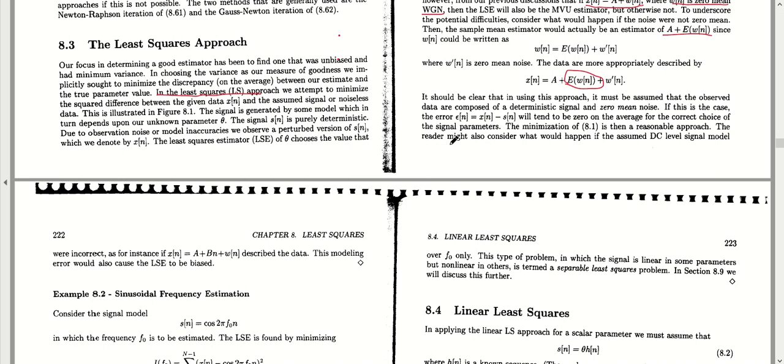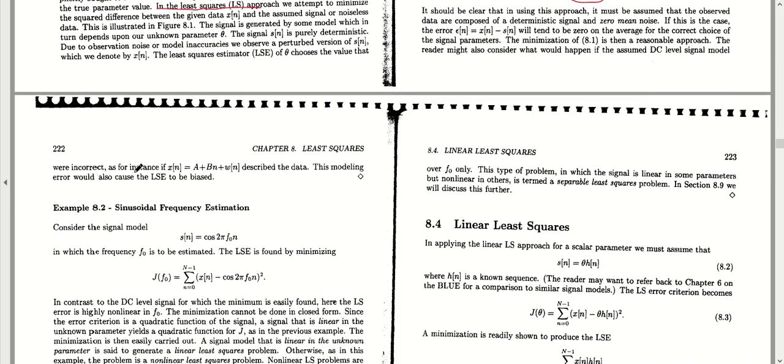We also want to consider what will happen if the assumed DC level signal model were incorrect. For instance, if it varies with time, it has a Bn term that varies with time. Then the estimate will be even more biased. So what we are saying is we want to be careful about this, but in practice it's useful, easy and simple to implement. So it has its pros and also cons. Then we stop for the moment and we will continue next session.